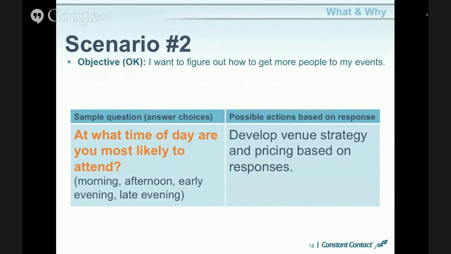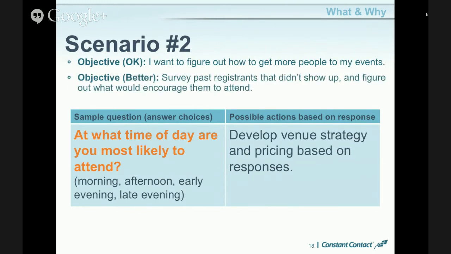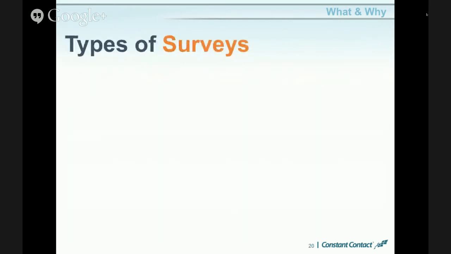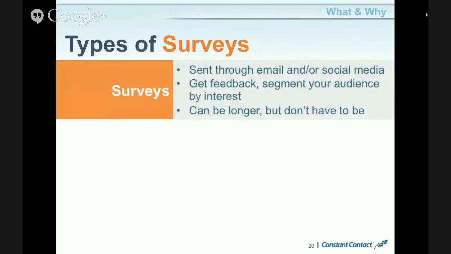If you want to get people to your events again, survey past registrants and figure out what they're doing. Again, what you could do is just reach out to them. So that's like event feedback. There are a few other different kinds of feedback in events.